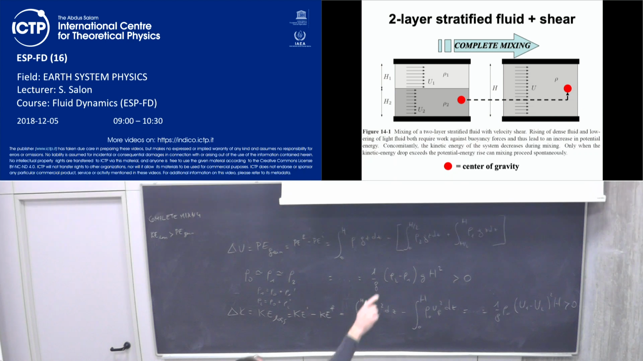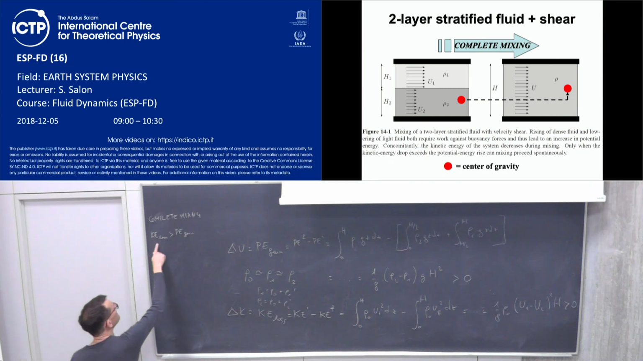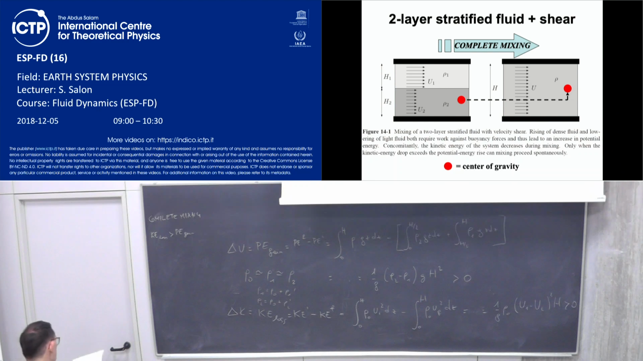Of course, if there is a sort of switch on, switch off of the velocity shear, the flow will come back like the initial state. So if I completely switch off the velocity shear, the equilibrium state will come back to a situation where we have heavier fluid on the bottom, lighter fluid on the top. That's why I can maintain this complete mixing when this kinetic energy loss will overcome the potential energy.